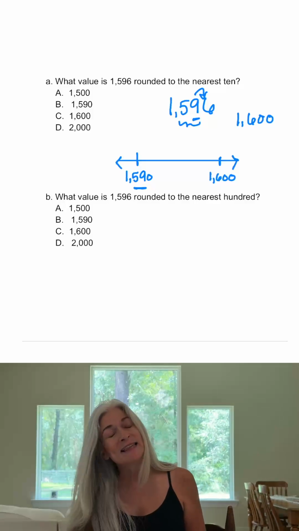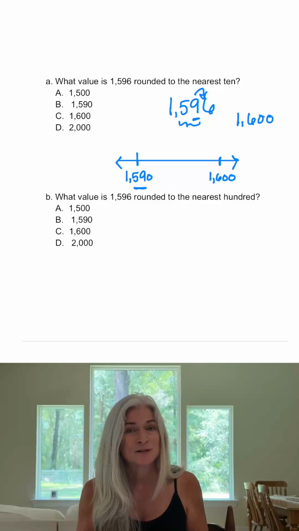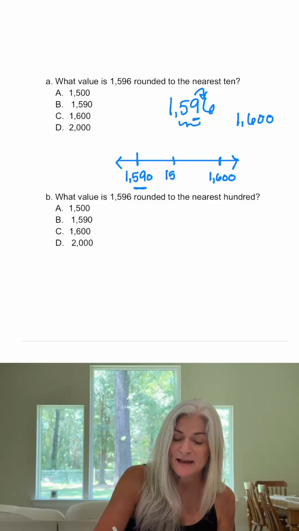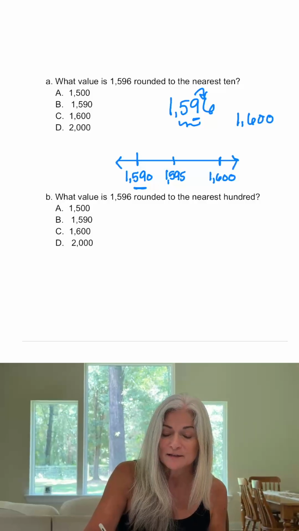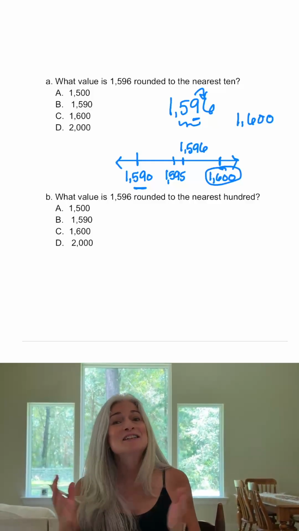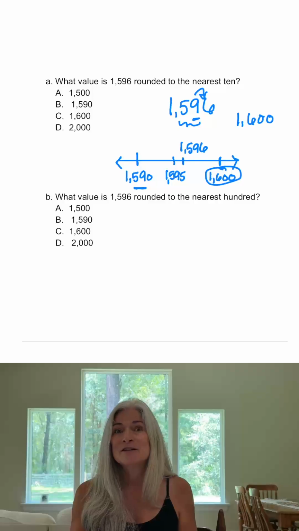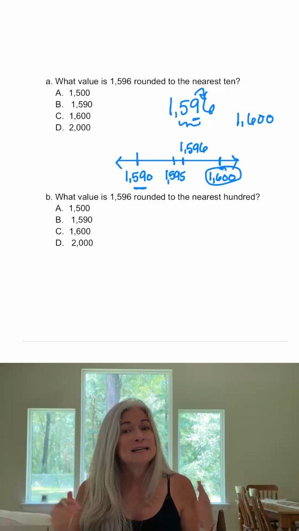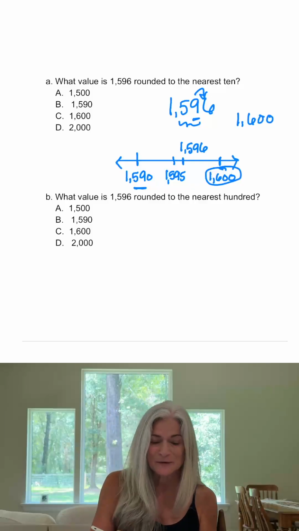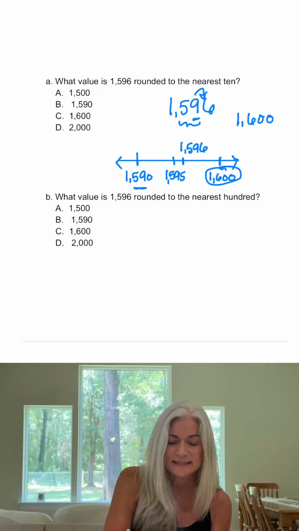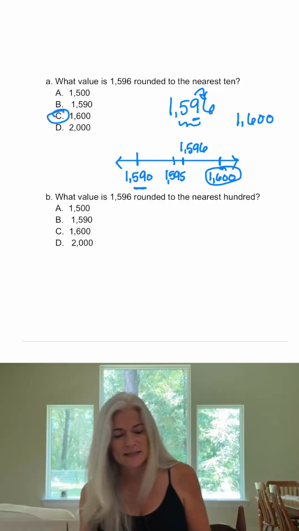1,600. So we can look at this and say, well, which number is it closer to? 1,595 is right in the middle, so it would be right here, closer to 1,600. So that's another way that we can do this. If you ever are taking a test and you're like, wait, what's the rule about rounding up or down? Just think, which number is it the closest to? So in both cases, we get C, 1,600.